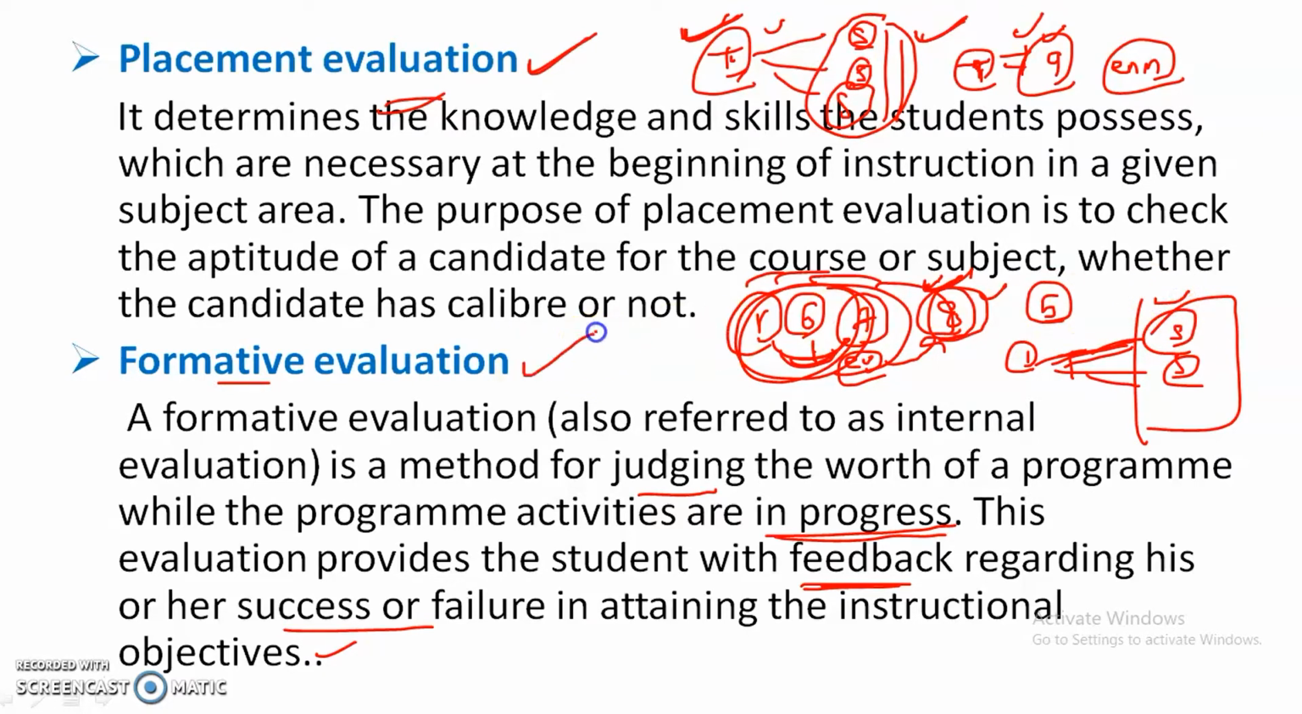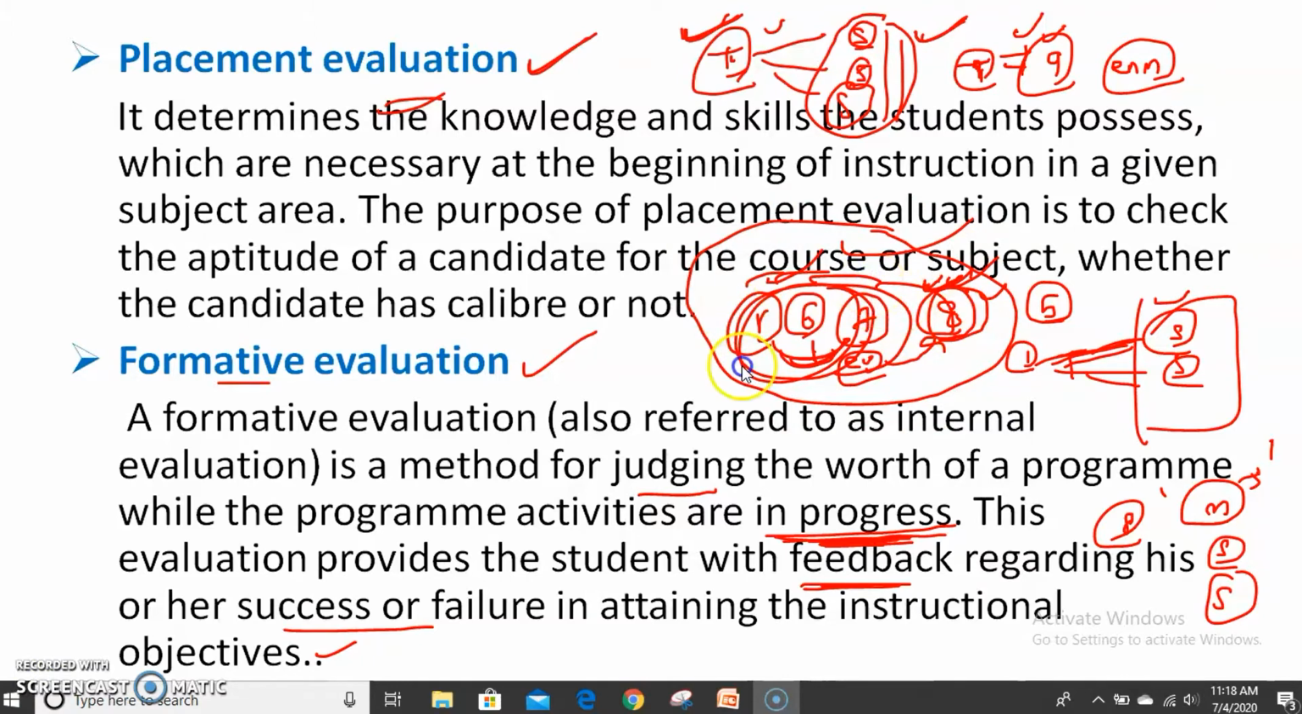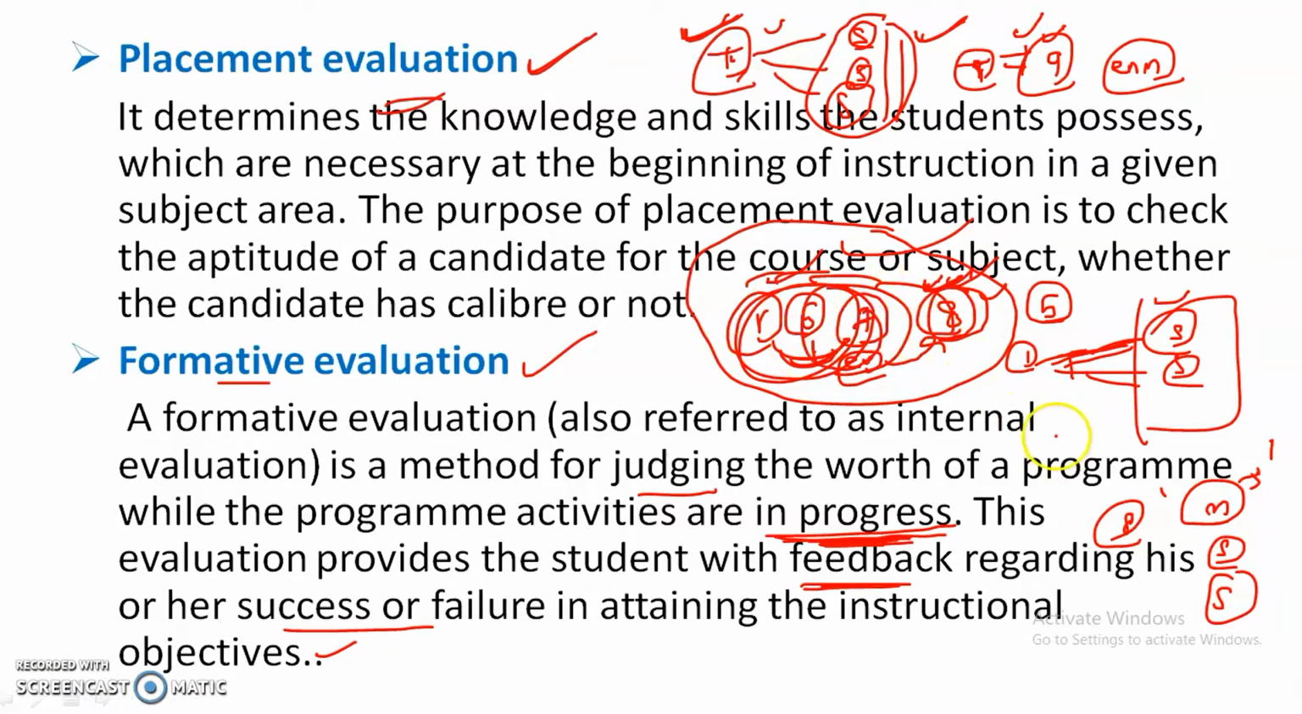So the formative evaluation is a method of judging the caliber of the student whenever the programming activities are in progress. If you want to get this with respect to an example, in this example all the previous year knowledge checking is done, and now take one 8th class student who has math, social and science. After completion of one unit in mathematics, conduct one exam so that you can understand the caliber of the student, right? So it is a formative evaluation.